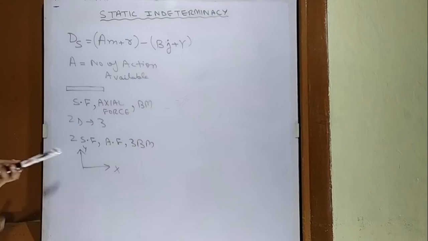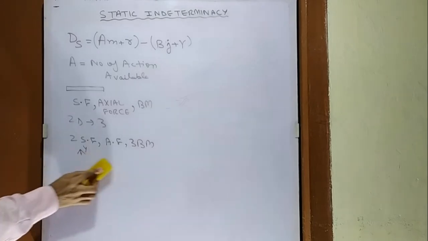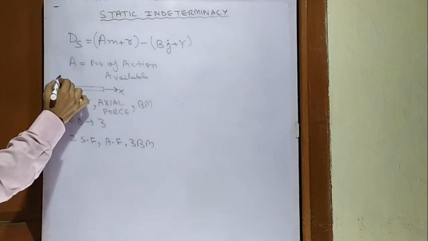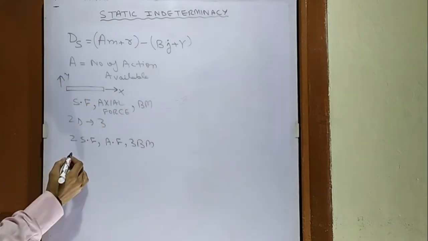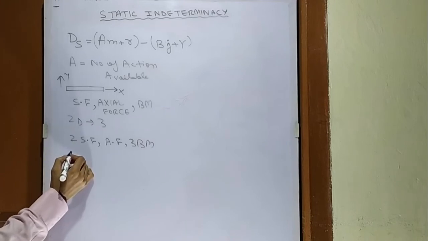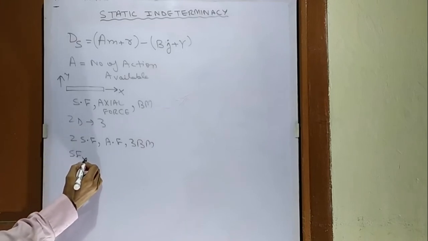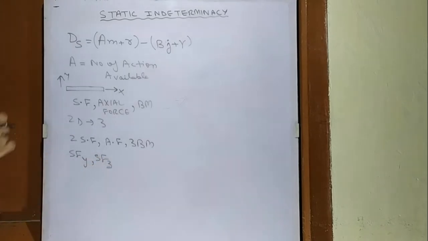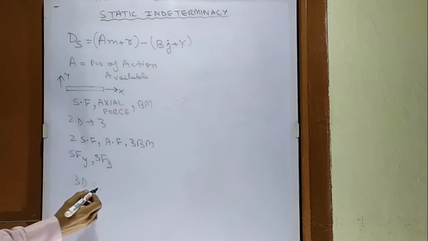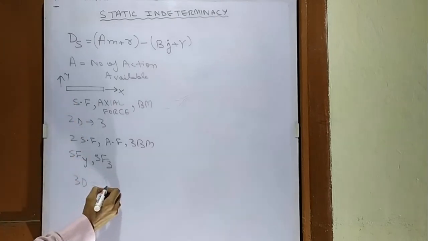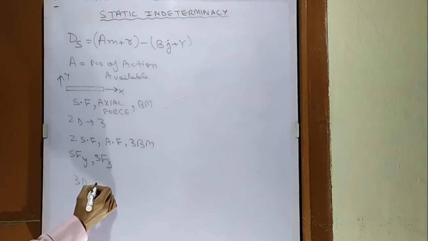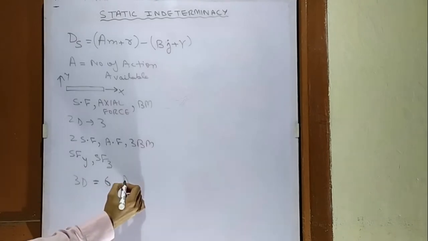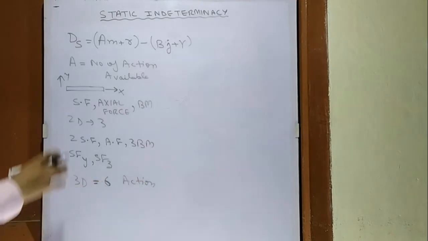And what are the 2 types of shear force? If we assume that this is our x axis and this is our y axis, one shear force will be SF y and the other SF z. So there will be 2 shear forces. Now in 3D, how many actions are there in a beam? There are 6 actions. Now this is for beam.